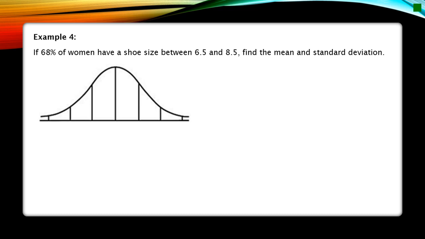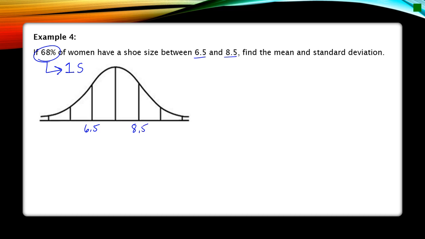We're going to go through this example a little bit faster. I'm not going to write out all the steps because I think it actually looks like a more complicated problem than it really is. So the first thing I'm going to do is take a look at the numbers it gave me, and I'm going to pay close attention to the percentage. 68% should automatically make you think that we're talking about one standard deviation away from the mean. So I don't know what the mean is, but I know that 6.5 and 8.5 are going to be one standard deviation away. So that means they're going to be right next to the mean on either side.